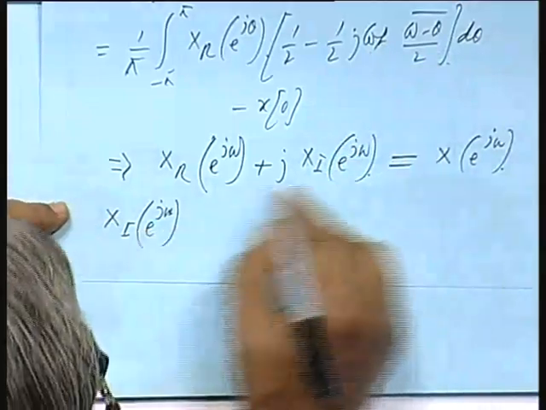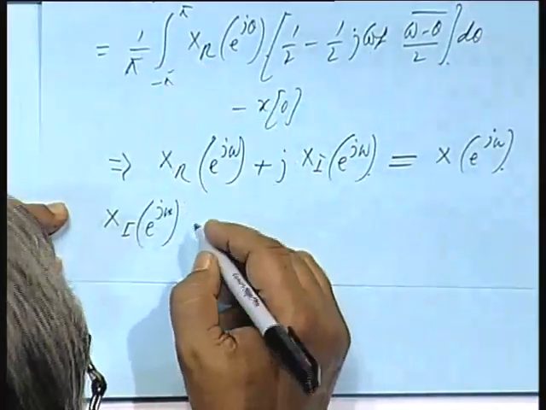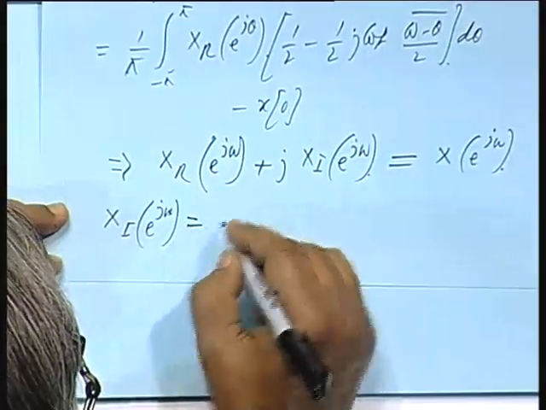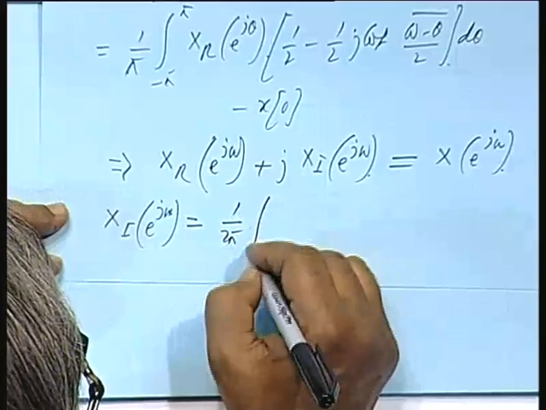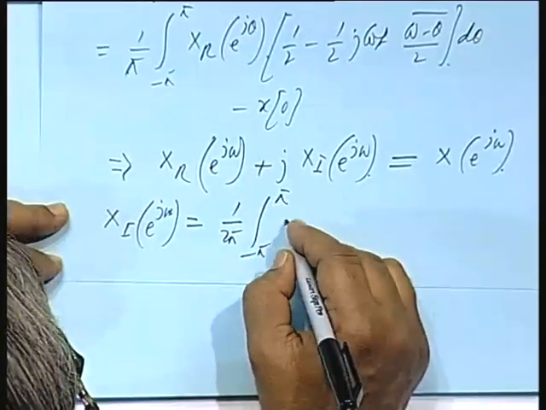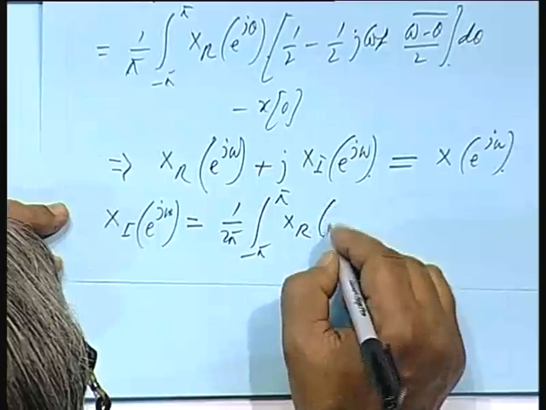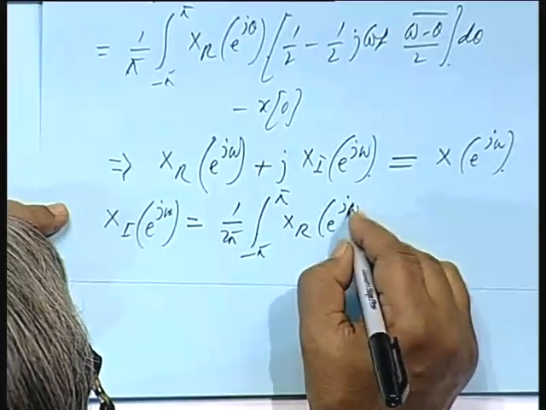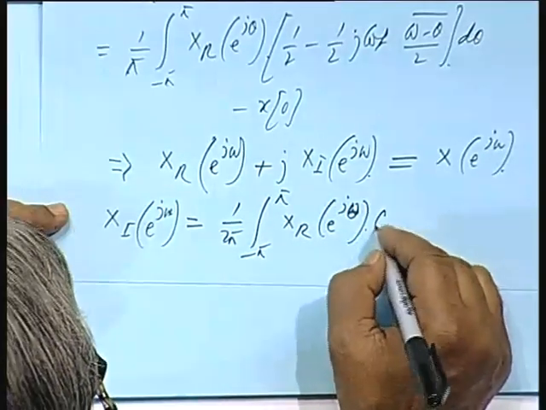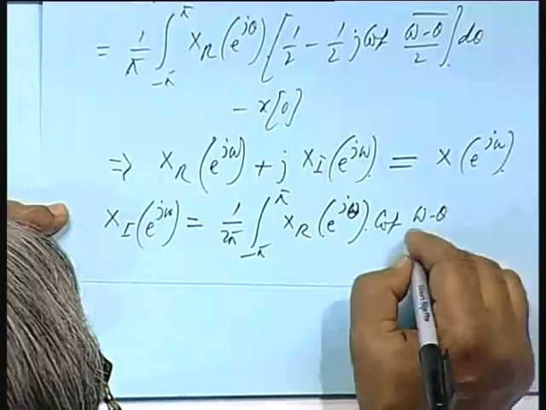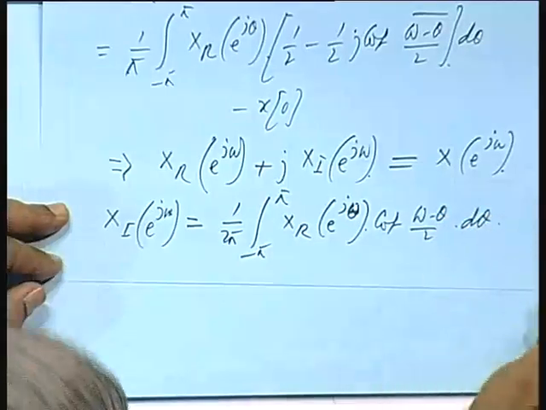So, you will get X_I in terms of X_R as 1 by 2π, from minus π to plus π, X_R(e^{jθ}) cotangent (ω − θ) by 2 dθ.